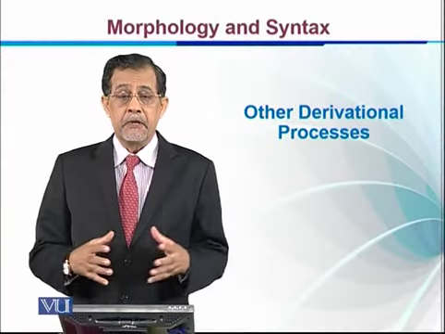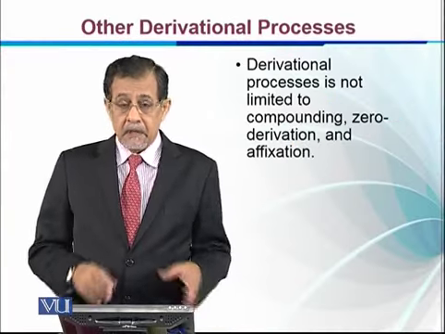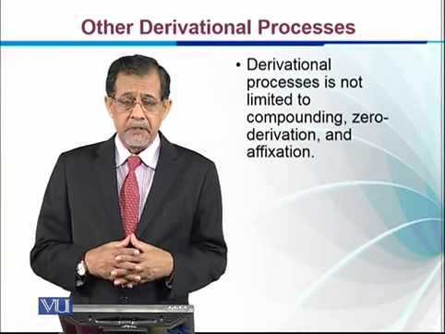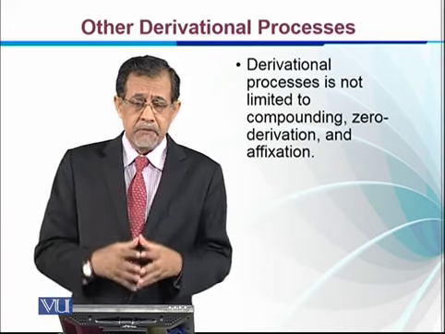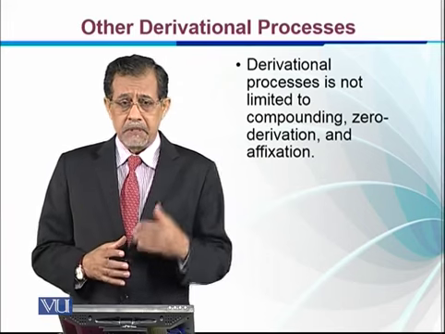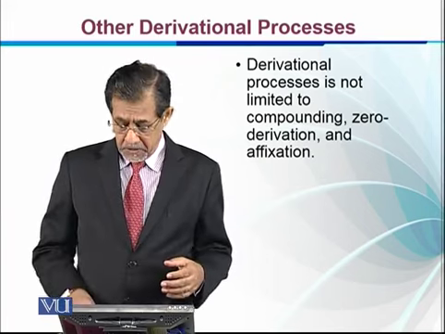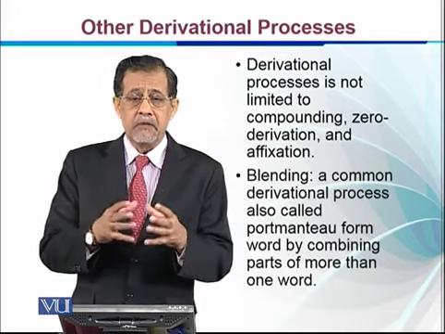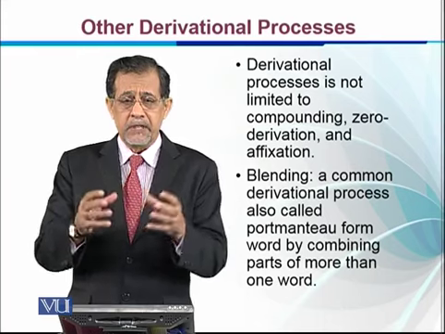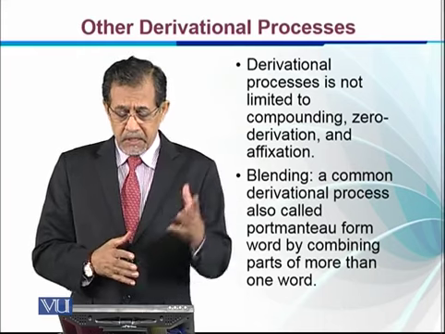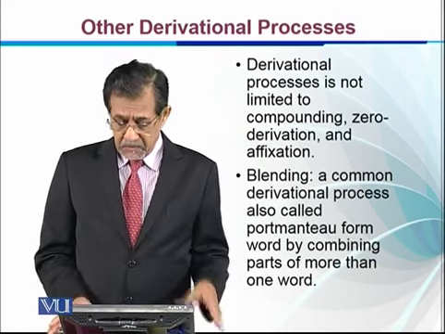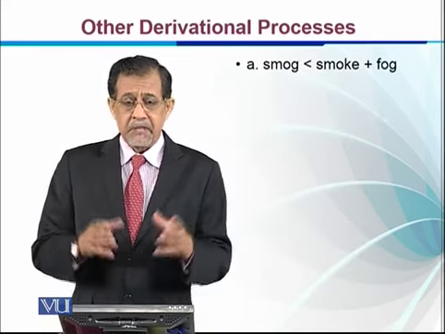Other derivational processes. We have studied compounding, zero derivation, and affixation. Let's now look at a few other processes with which we make new words. Blending is a process in which we take parts from two words and form a new word. It is also known as portmanteau words, which mean the same. For example, smog.